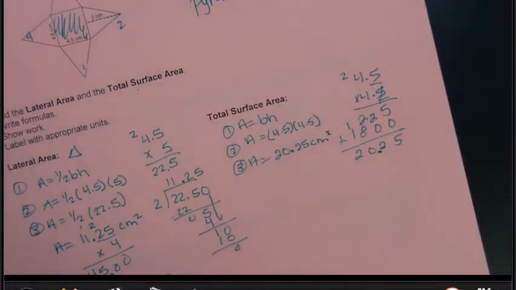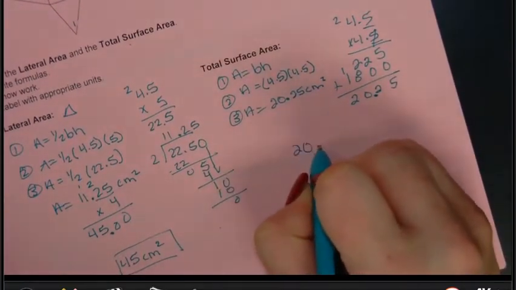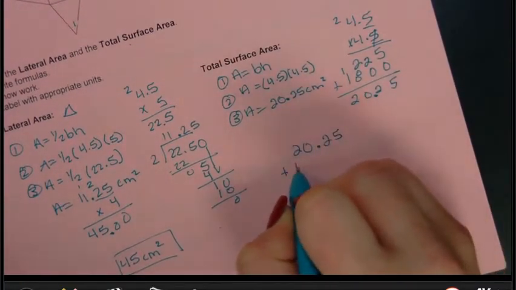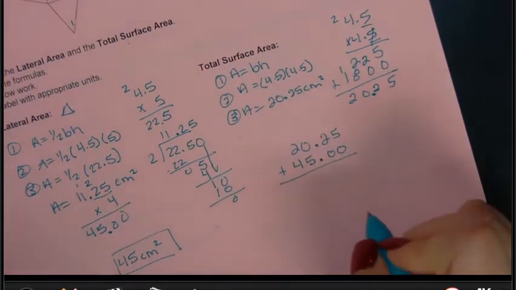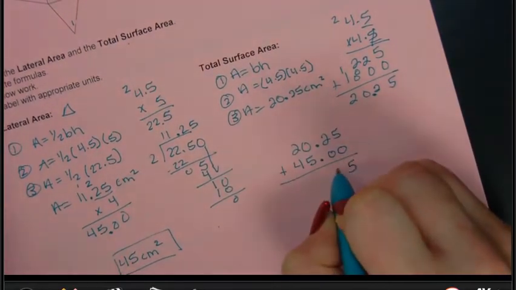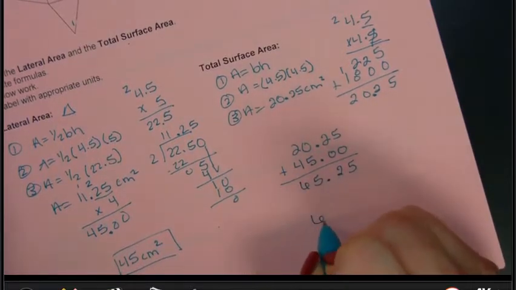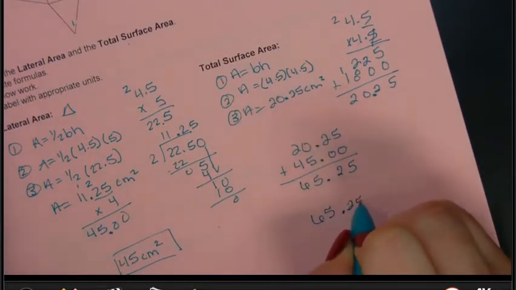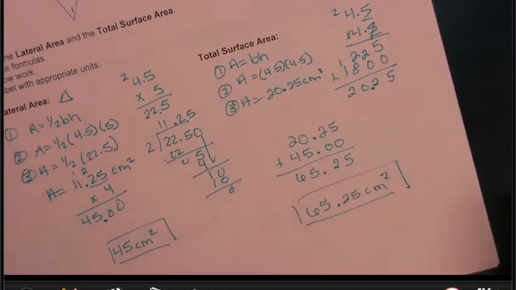Now, did this answer my question? No. I found the area of the base. I need to add that back to my lateral. So 20.25 plus 45. Now I have to line up my decimals when adding. So 5, 2, decimal, 5, and then 4 plus 2 is 6. So I should get 65.25 centimeters squared.